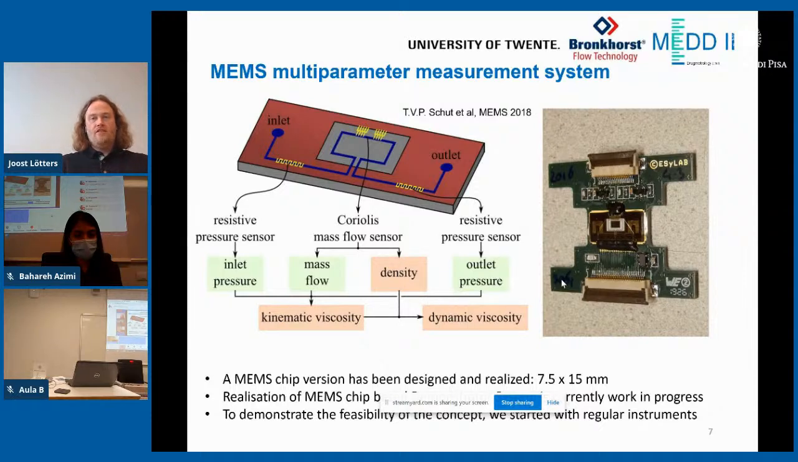Because you want to connect a very tiny device to the patient, the final goal would be to have a MEMS chip, a MEMS multi-parameter measurement system. And here you see the chip. The size is 7.5 millimeters wide and 15 millimeters long. This is the schematic, and here you see all the sensors, Coriolis, and pressure. Then you see how we use all this information to end up with the viscosity in this case. On the right side, you see the chip. It's fabricated and connected on a PCB with electronic circuitry, so we can have a readout of all the signals.